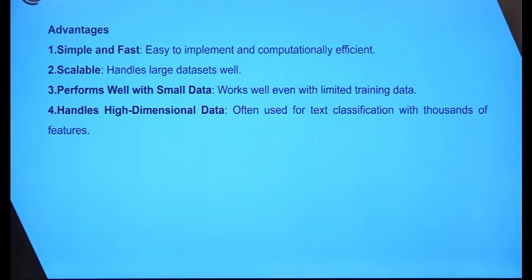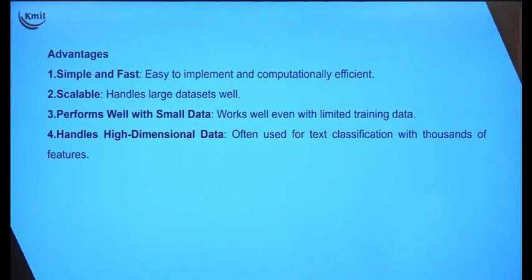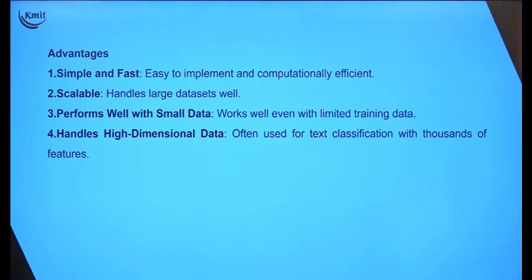Now when we talk about advantages of the algorithm, this algorithm is very simple and fast because there is nothing other than calculating the Bayes theorem, the probability calculation. Second, it is scalable because it handles large data sets as well. Next, it performs well with small data and handles high dimensional data as well. So these are some advantages of the Naïve Bayes algorithm.